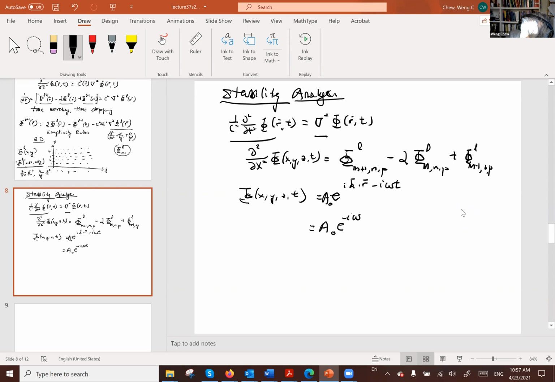With an L, there should be an L here, L delta t. Okay, so if I have replaced this with m and p, this will be L delta t, e to the i kx m delta x plus i ky n delta y plus i kz p delta z.